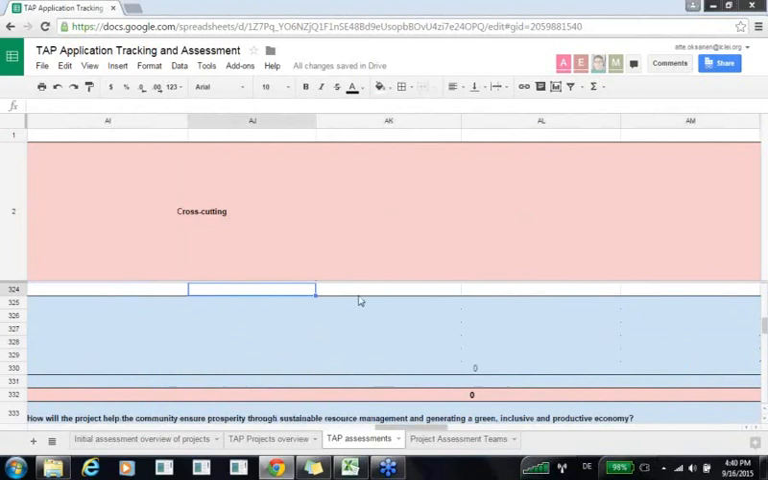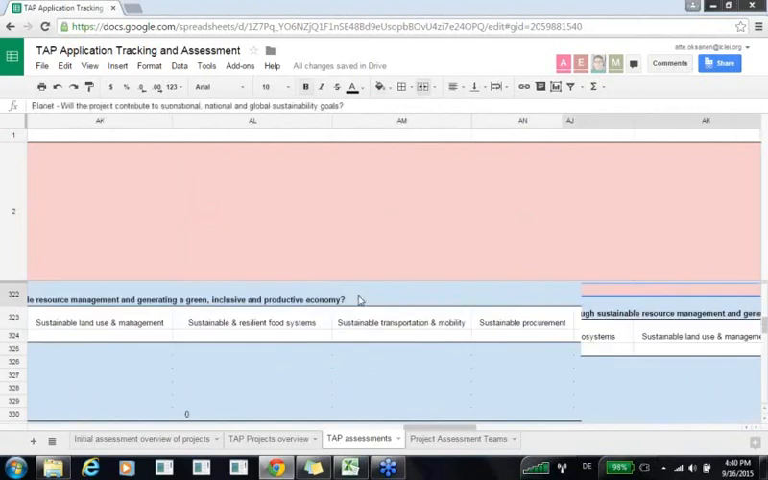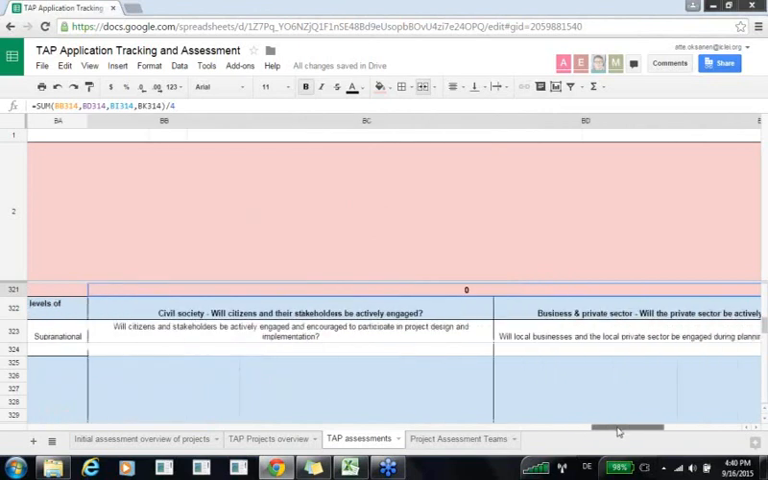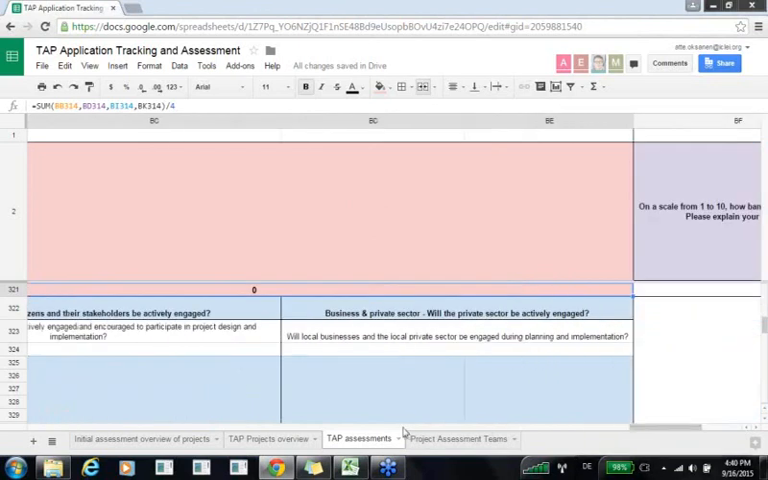Now, maybe we'll go through a bit quicker on the last big section, which is the inclusive section. So this is to see how and if the project encourages cross-departmental coordination for effective implementation of the project, if the citizens and local stakeholders are actively engaged in the project, and how the project fosters collaboration with other levels of government, be it the regional level or the national level, and of course if the private sector is involved in some way, one way or another.